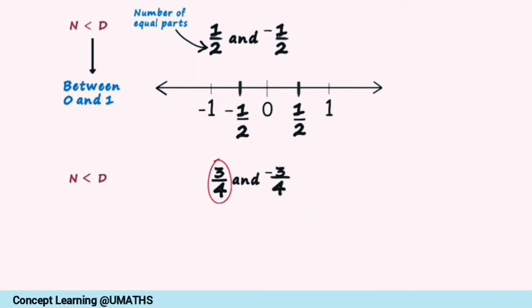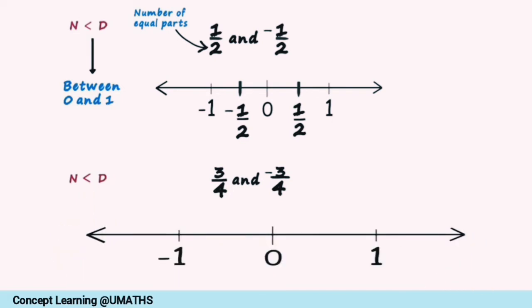Let us look at another example where the numerator is less than the denominator. We have to plot 3 by 4 and minus 3 by 4. Let us plot 3 by 4 first. Since the numerator is less than the denominator, we know that the number will be between 0 and 1.